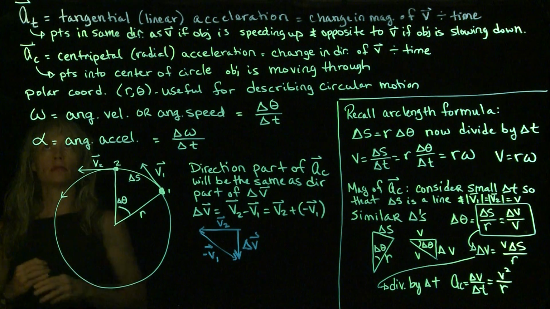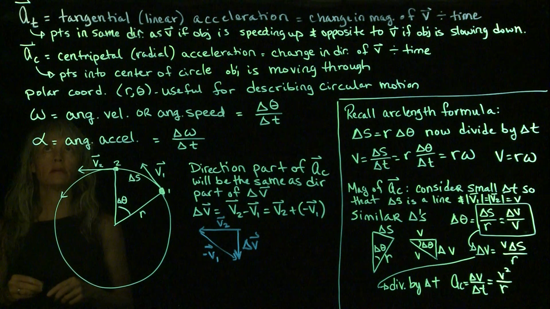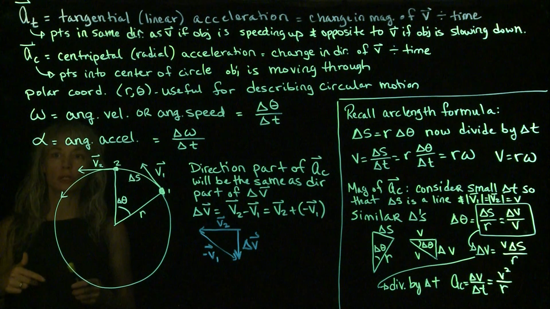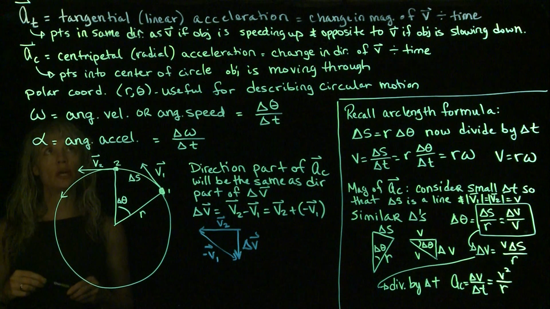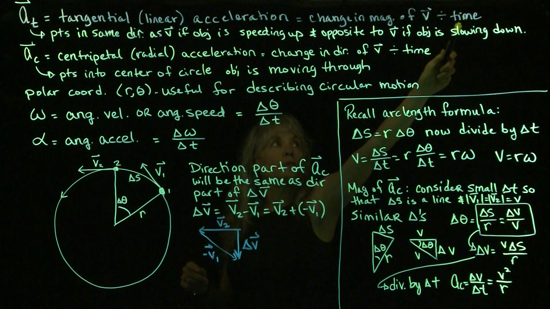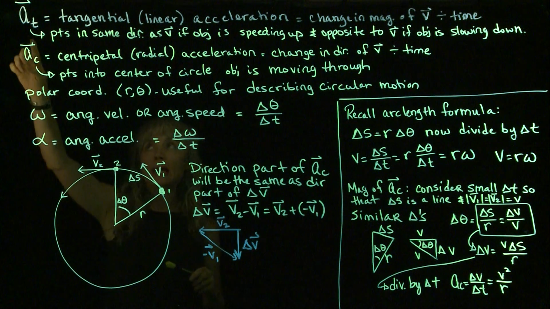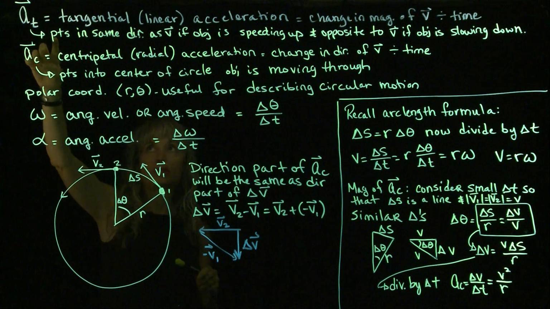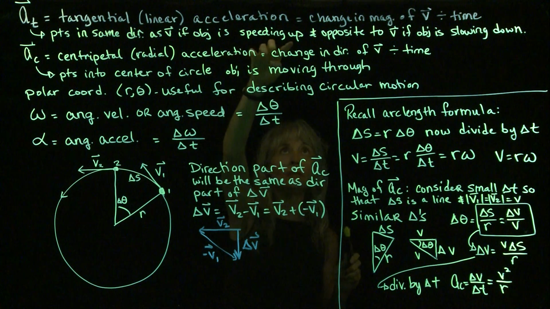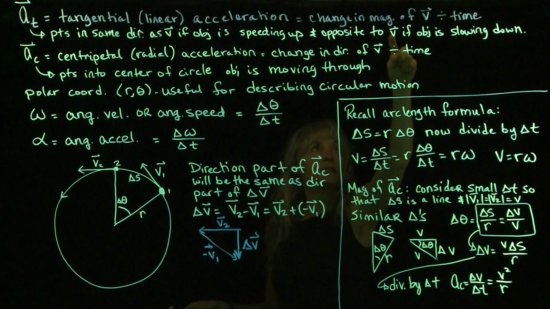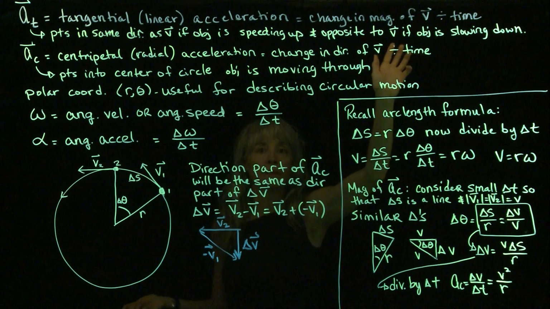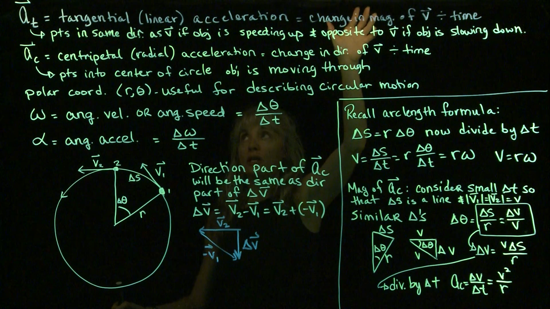So the first acceleration is tangential acceleration. It's the acceleration we've been dealing with for quite a while now, but now we need to give it a special name to distinguish it from the other type of acceleration. So tangential, also called linear acceleration, is due to a change in the magnitude part of the velocity divided by time. And the direction that the tangential acceleration points is going to be in the same direction as the velocity at that point if the object is speeding up. And it's going to be opposite to the object's velocity if it is slowing down. Only two different possibilities there for the tangential acceleration.